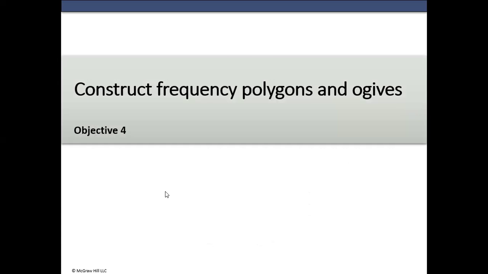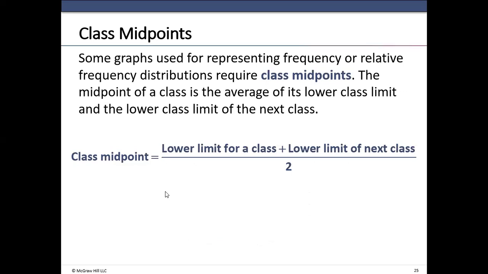Construct frequency polygons and ogives. Some graphs used for representing frequency or relative frequency distributions require the class midpoint. What is the midpoint of the class? It is the lower class limit of the first class plus the lower class limit of the second class. You add the two lower class limits of adjacent classes and divide by 2. This is the class midpoint.